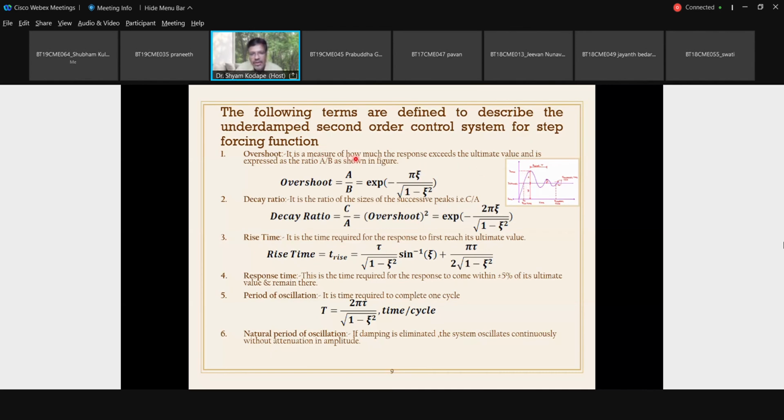It is a measure of how much the response exceeds the ultimate value. The ultimate value is here, and how much it reaches up to the Y max is nothing but the ratio A by B. It is called overshoot. Its formula is e raised to the power minus pi xi by under root 1 minus xi square. I'm not going to derive it, but remember this formula: overshoot A by B is equal to e raised to the power minus pi xi by under root 1 minus xi square.